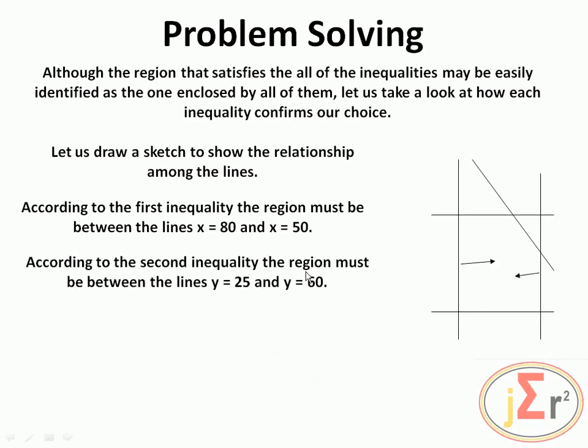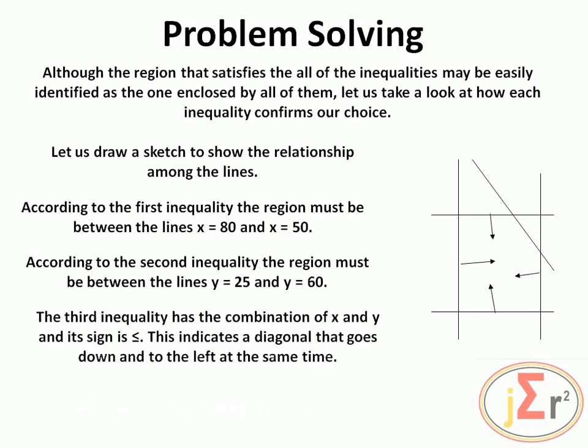According to the second inequality, the region must be between y is equal to 25 and y is equal to 60. The third inequality has the combination of x and y, and its sign is less than or equal to. This indicates a diagonal that goes down and to the left at the same time. Less than for the x and less than for the y. Let us now shade the region. So that is our region.